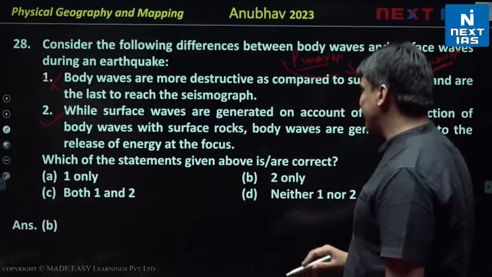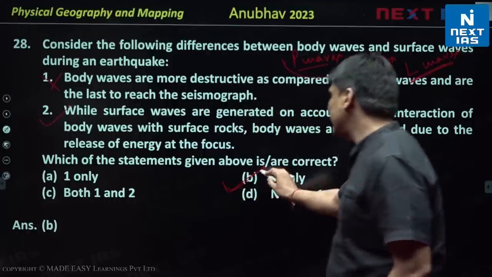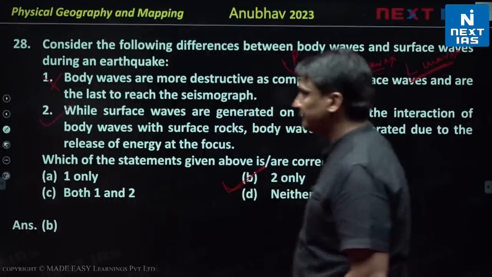So the second statement is correct, but the first statement is incorrect. So B will be the correct answer. B is the correct answer of this question.